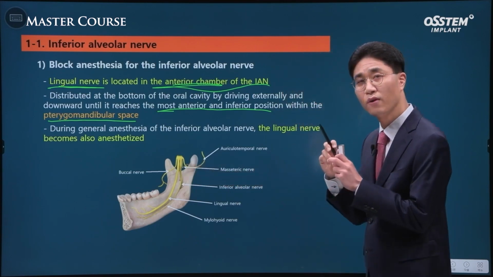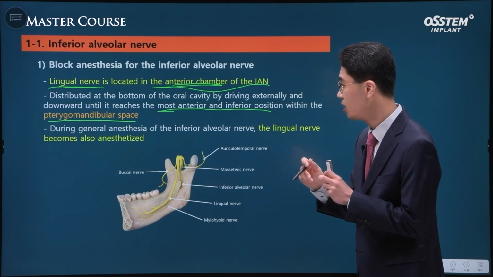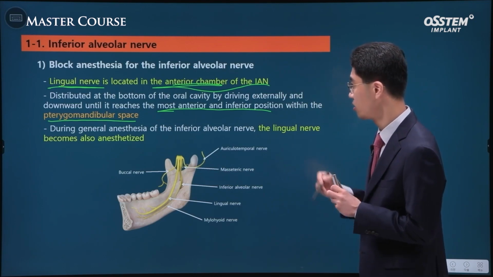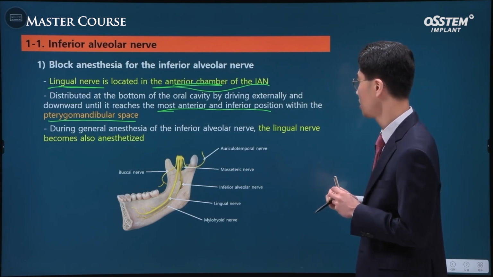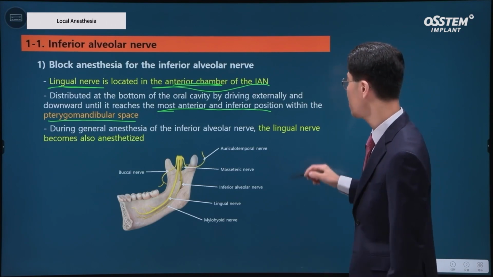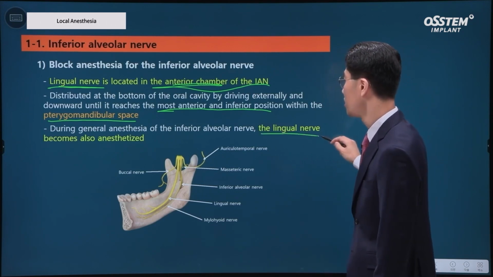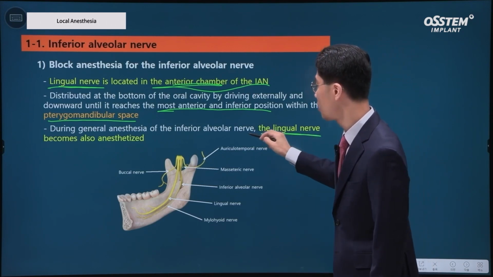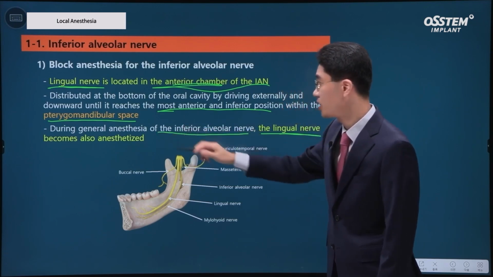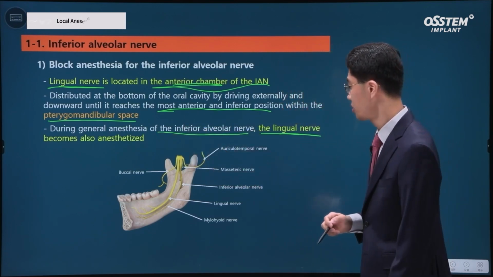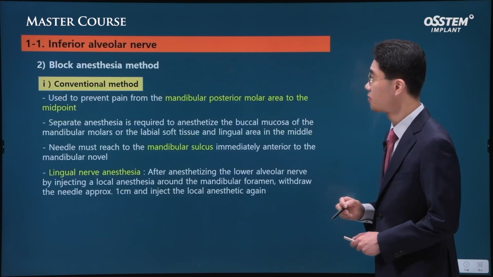The inferior alveolar nerve passes through the mandibular foramen. This is how it runs. This is the lingual nerve. Anesthesia can be done on the lingual nerve at the same time along with the inferior alveolar nerve.